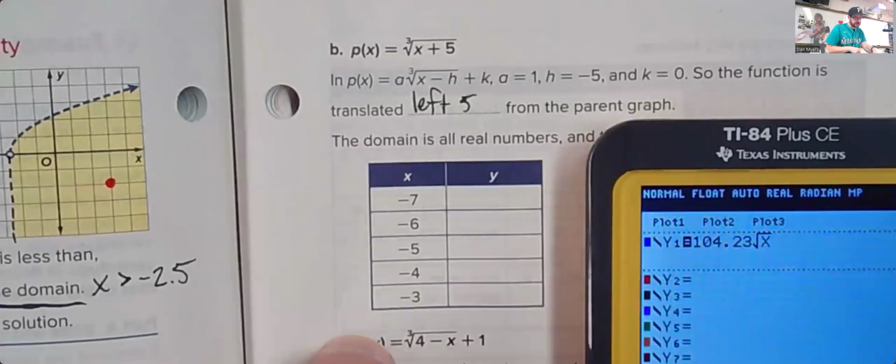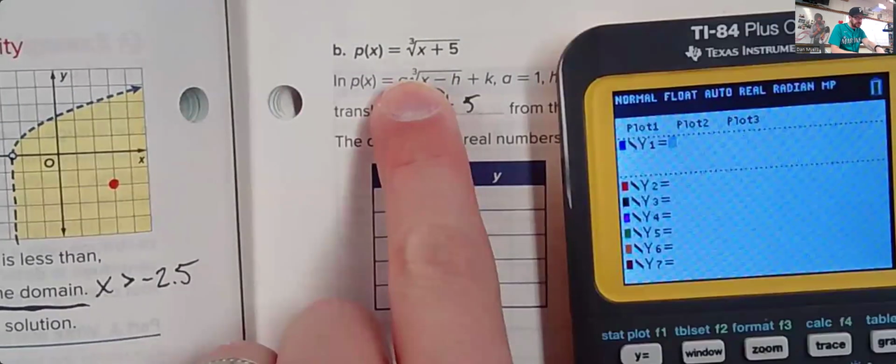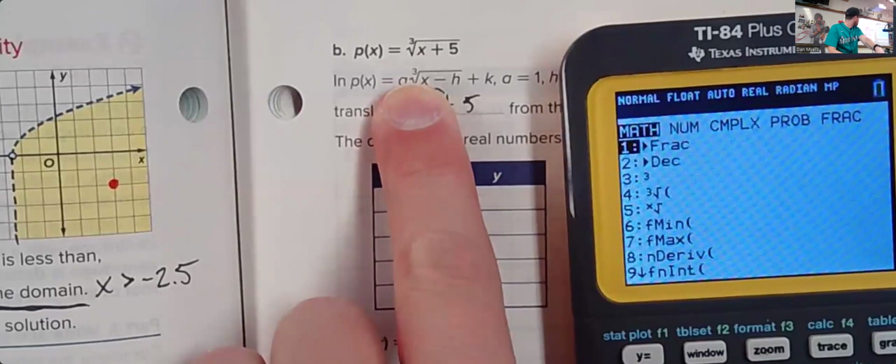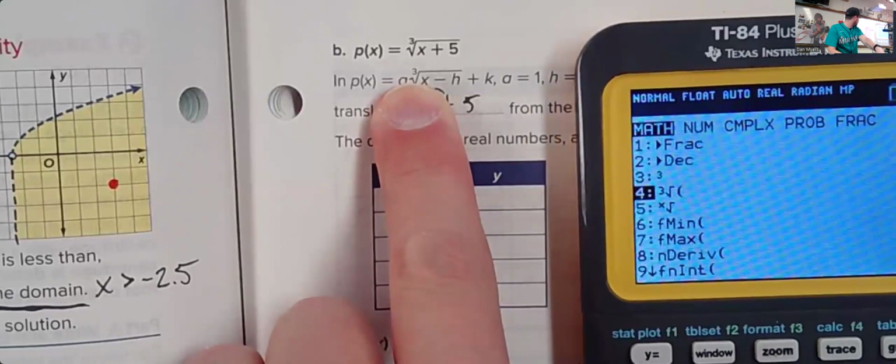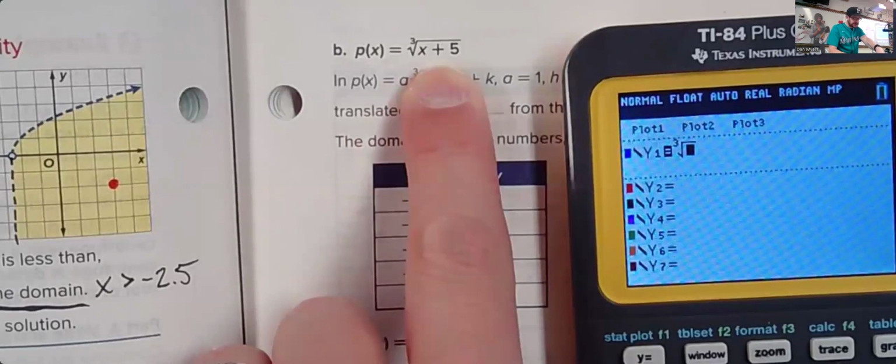Y equals, let's go ahead and clear out that function there. We're going to have the cube root. So we need to go to the math menu. So hit math, scroll down to cube root, number 4. And we're going to type in x plus 5.